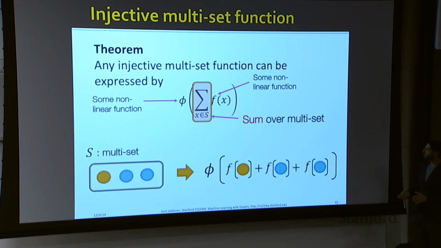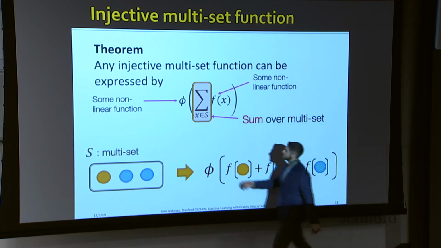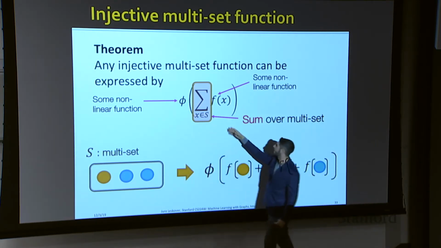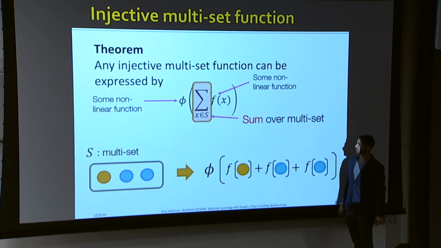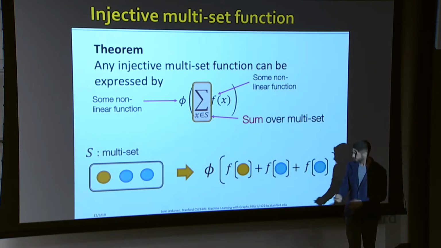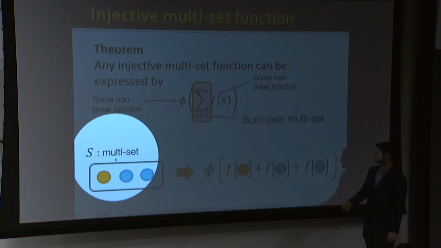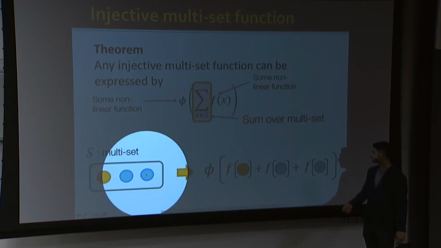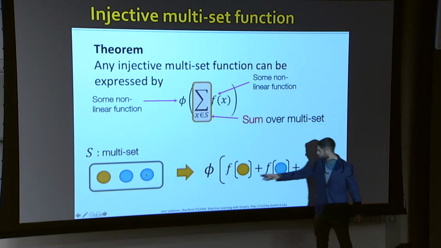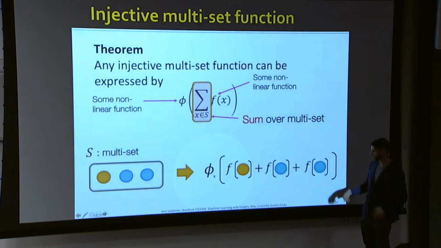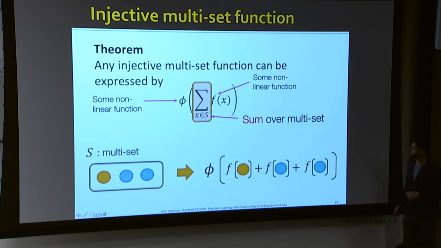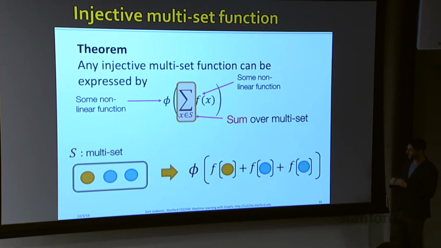Basically, you can think that any injective multiset function can be expressed in this form. There will be some nonlinear function phi at the beginning, and then we sum over all the elements of the multiset, and there we apply another nonlinear function. As you can see here at the bottom, S is our input multiset. We have one yellow node, two blue nodes, and what we do is we apply a function to each node. We take their summation, and then we apply another nonlinear function to all of them together. That's the way in which we can model any possible injective function on a multiset.